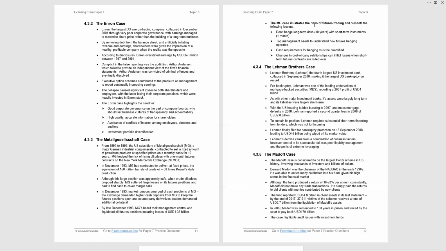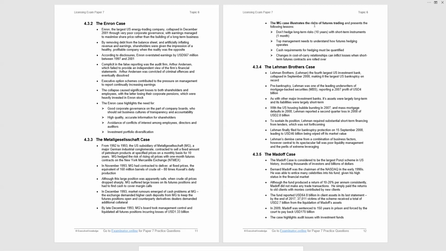The Metall Gesell Shaft case, we'll call that MG for short, involved a major German industrial conglomerate where they hedged the risk of rising oil prices with 1 month future contracts on the New York Mercantile Exchange when their delivery was over a 10-year period. Second last bullet point there, in December 93, market rumours emerged of cash problems at MG. The exchange demanded higher cash deposits to keep the futures positions open, and counterparty derivative dealers demanded additional collateral. And by late December 93, the management took control, liquidated all futures positions, and incurred a loss of $1.33 billion US dollars.